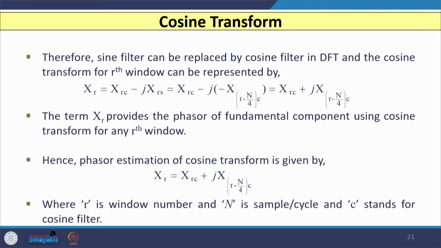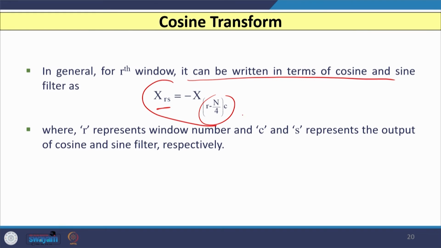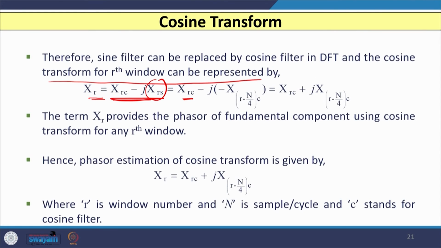So, here if I replace the sine filter by the cosine filter in the DFT, then the cosine transform in the rth window can be represented by the equation XR, that is XRC minus j XRS, where XRC remains as it is, and this XRS we are replacing with minus of x r minus n by 4 into C. So, we are replacing the term XRS with this term.